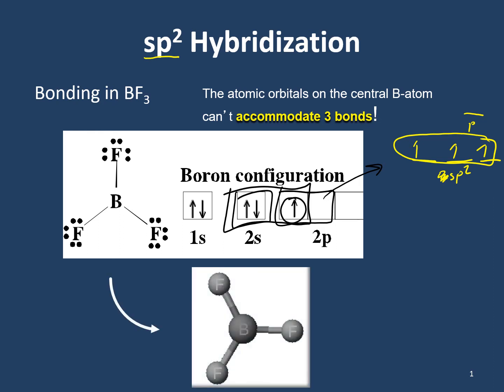This corresponds with a bond angle for boron of 120 degrees. That's what we see with our sp2 hybrid orbitals. They are different from each other by about 120 degrees.